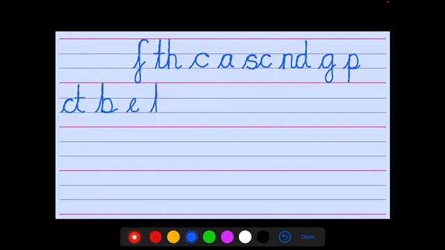Is H. S is S. D is D. Sp is S, P. Ooh. A lot of wobbly letters today that I will practice again later.